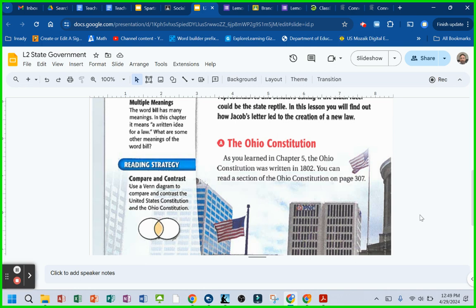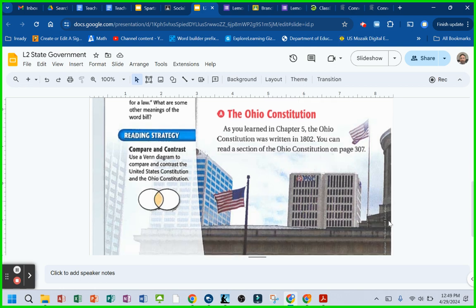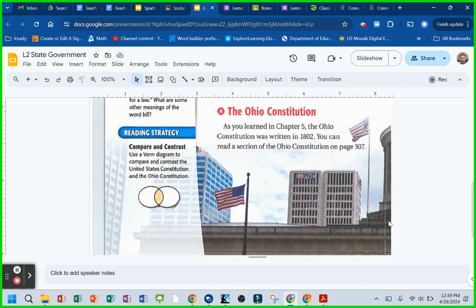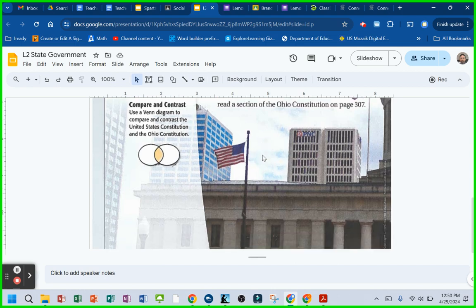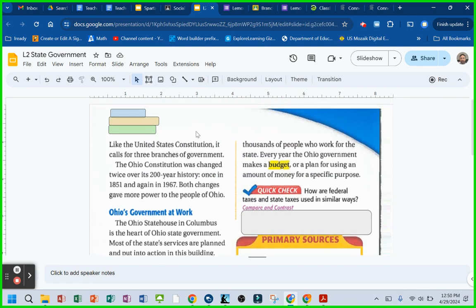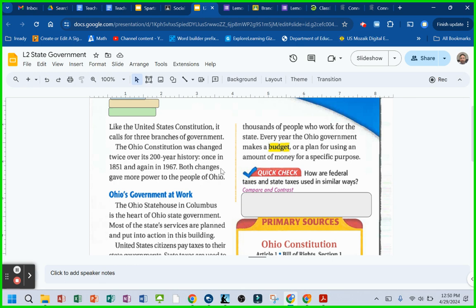Our Ohio Constitution. Each state in the United States has its own constitution. And Ohio has its own, just like our federal government, we have the Constitution, right? That's what all of our laws are based on. Well, Ohio has its own as well. The Ohio Constitution, as you learned in Chapter 5, was written in 1802. You can read a section of the Ohio Constitution on page 307. Like the United States Constitution, it calls for three branches of government. So our state government has three branches as well.